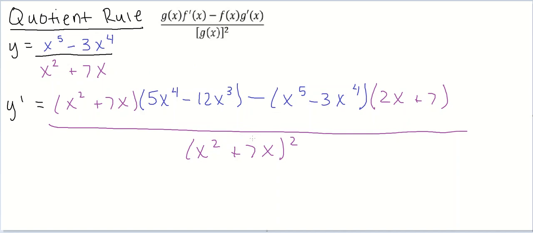So unless you are specifically asked on a question to simplify your answer, then I would just leave it, because you do run the risk when you simplify of accidentally multiplying something wrong or missing a term somewhere. So if your question just asks you to find the derivative, then this is perfectly acceptable. This whole thing is our y prime.